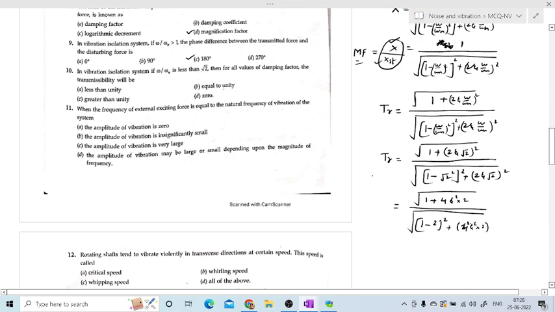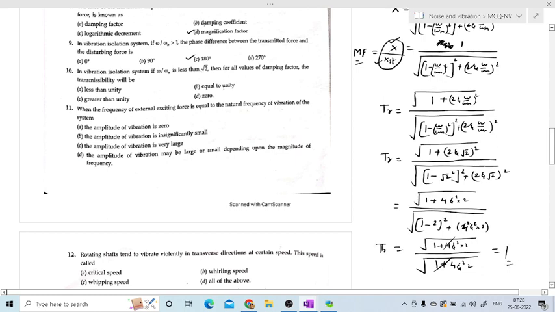Okay, now simplify, we will keep the numerator as it is. So this denominator will become 1 minus 2 is minus 1, minus 1 squared is 1. So 1 plus 4 zeta square into 2. So numerator and denominator are the same, so the transmissibility will become 1. So when the value of omega by omega n is root 2, then transmissibility is 1.